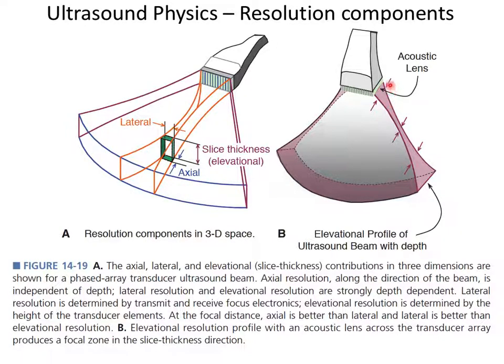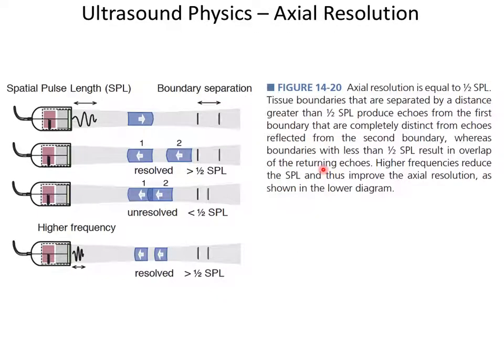Then it turns out that there's a natural focal distance for the length of this length here, which makes the slice focus at a certain depth below the transducer. Okay. So if we change this thickness, this profile will change. Okay.